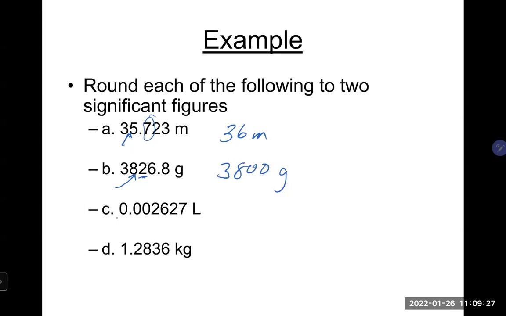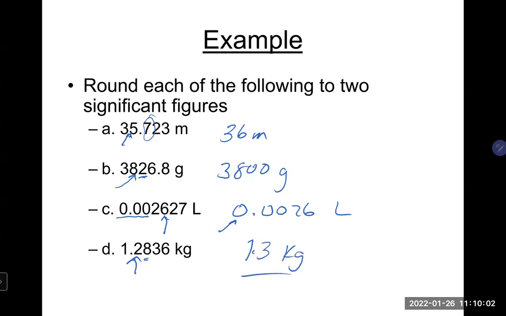Here, our second significant figure is actually right there at the 6, as those zeros at the beginning are not significant. And that means that we would end up with 0.0026 liters. By the way, always a good idea to keep the 0 before the decimal point so numbers don't run together. And lastly, here we would look at the 8 to determine what we should do. We should obviously round up in this case to 1.3 kilograms.